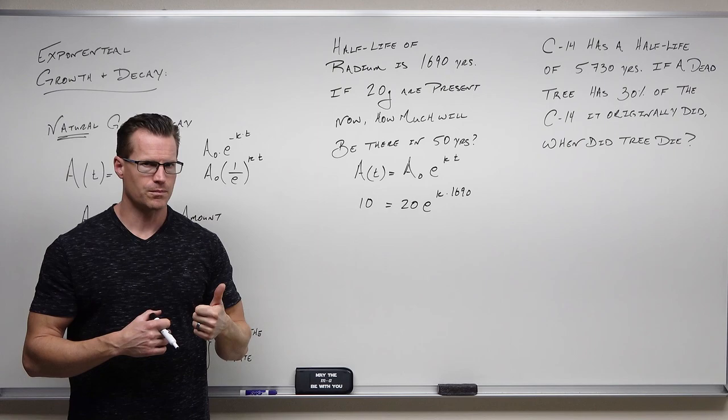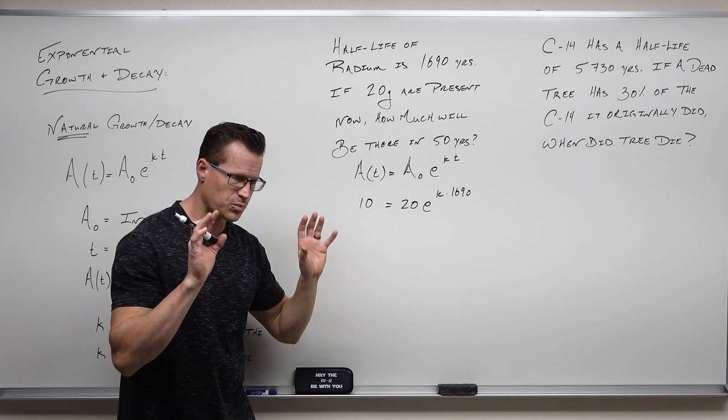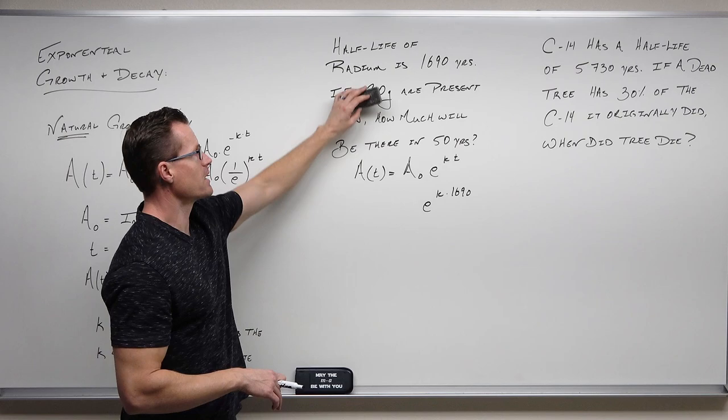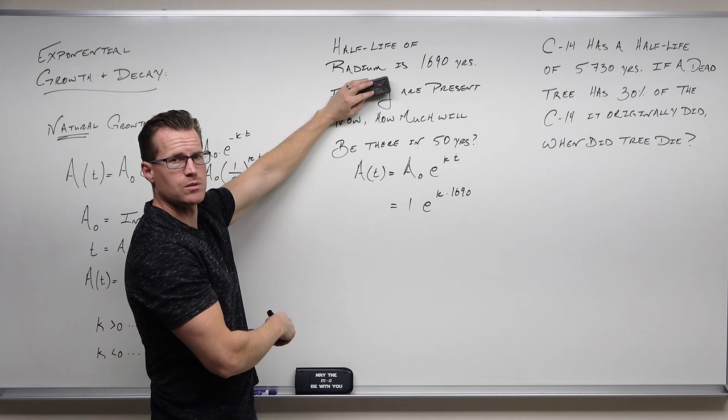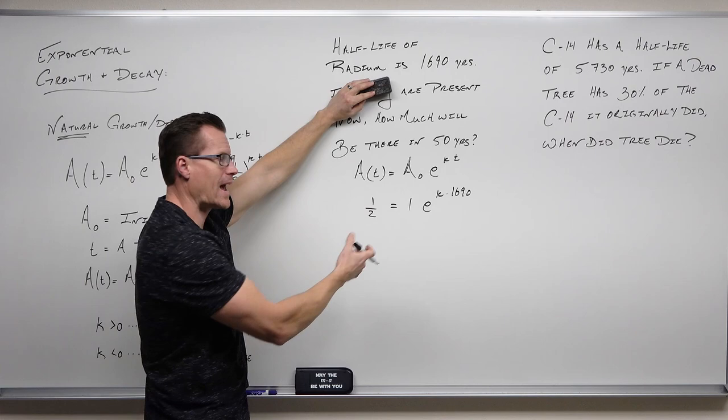I'm going to erase this, just please watch this. What if they said the half-life of radium is 1690 years, they don't tell you how much is present now? Well, what could you do? Couldn't you say, imagine I have one gram. How much would be present in 1690 years? Half a gram, or half of whatever that number is.